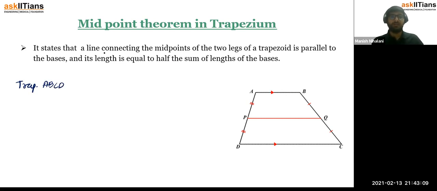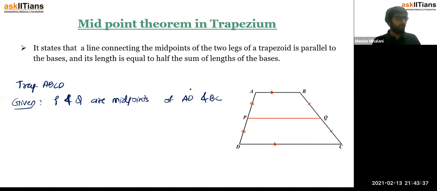Here it states that a line connecting the midpoints of two legs. What are the two legs? The two legs here are AD and BC, whereas P and Q are the midpoints. So what we are given, P and Q are midpoints of AD and BC, right?